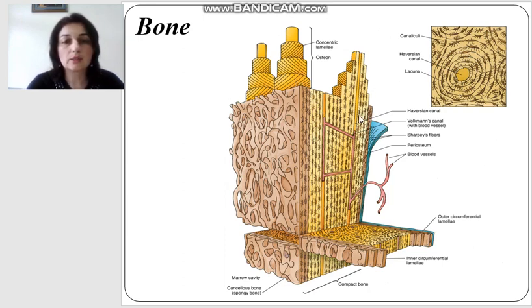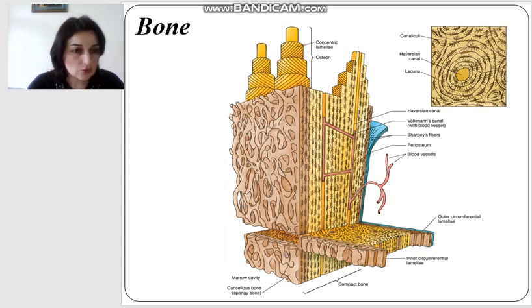Then here we can see, besides these lamellae which form the Haversian systems, we have outer circumferential and inner circumferential lamellae. The outer circumferential lamellae are located under the periosteum, while the inner circumferential lamellae are located under the endosteum. You know that the inner surface, the medullary cavity of the long bones, is covered by endosteum. So under the endosteum we will have inner circumferential lamellae.